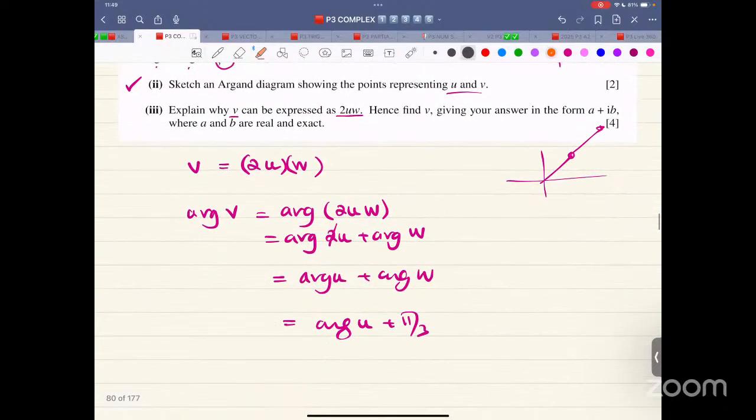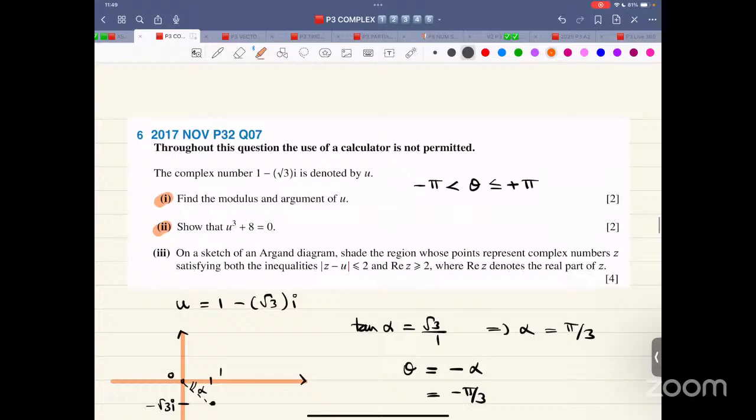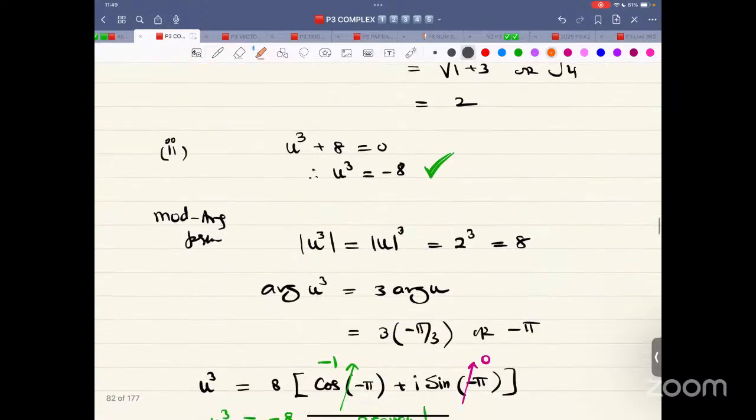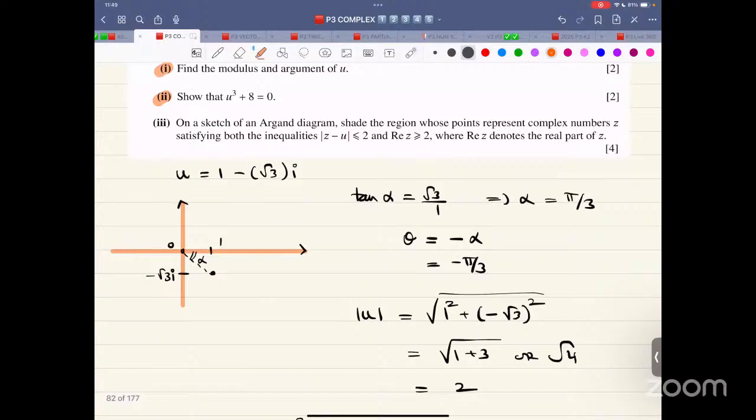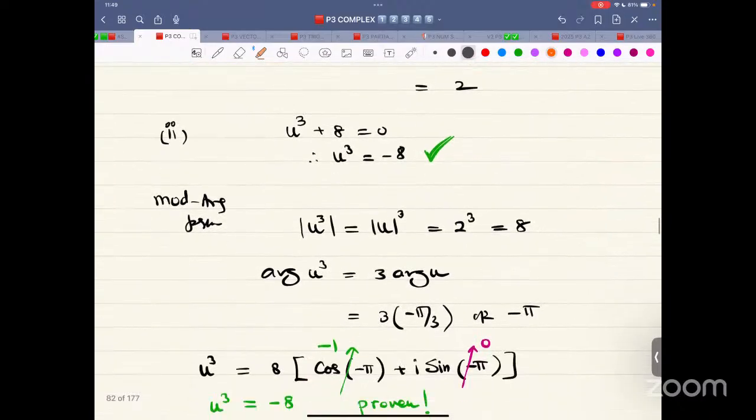Now something like this. Let me just show you a question, which is a good one. Yes, this one, this is necessary. Find the modulus and argument of u. So u is 1 minus root 3i. This is in the fourth quadrant. Magnitude is 2. Basic angle is pi by 3. It's in the fourth quadrant. Theta is minus pi by 3. Show that u cubed plus 8 is equal to 0. In other words, show that u cubed is negative 8. So use the knowledge that you have just applied. So u cubed, not mu. I just got into M1.